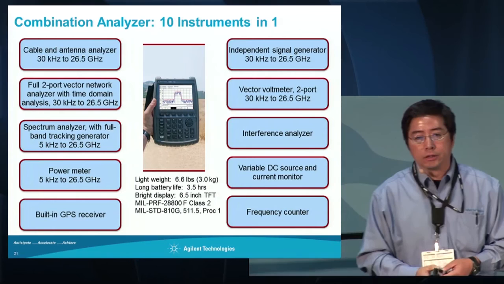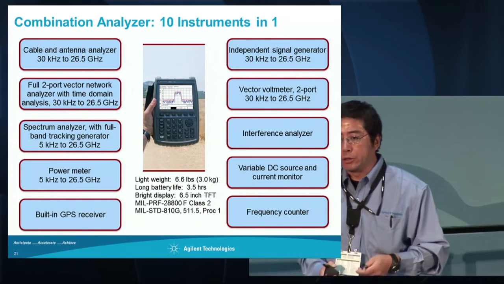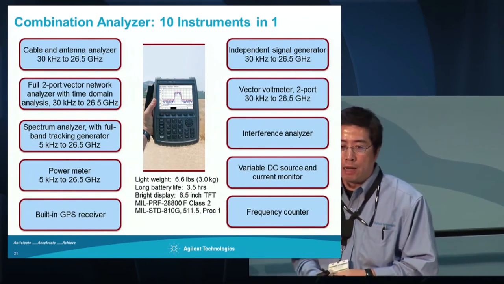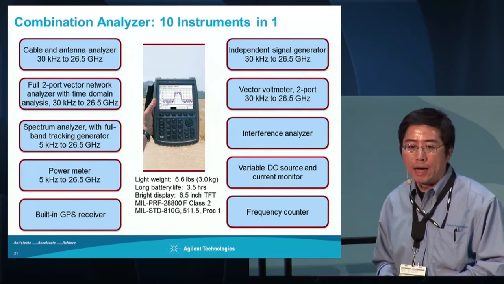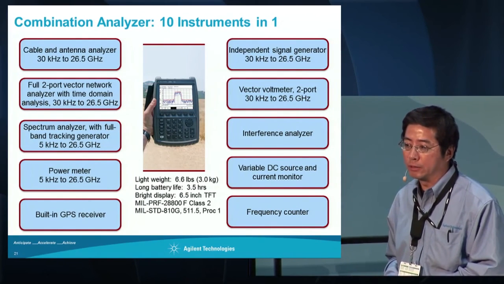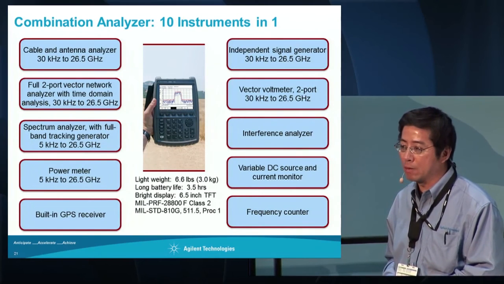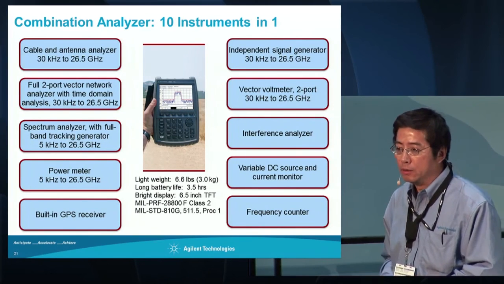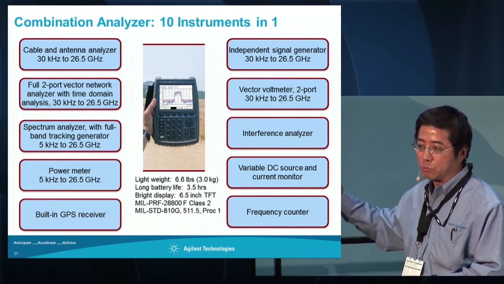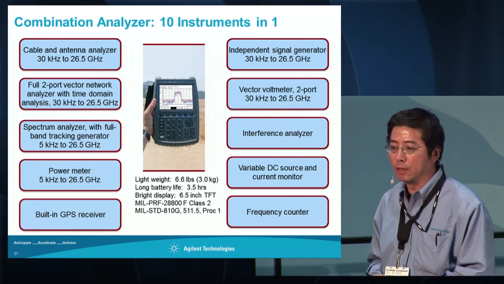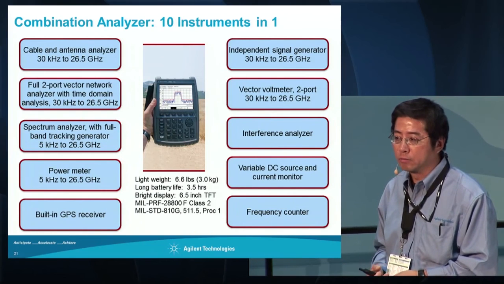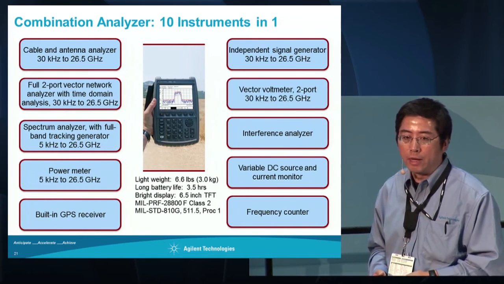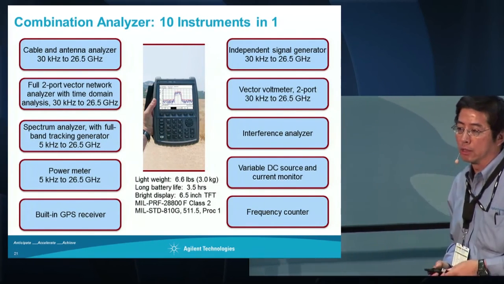Last but not least, we are on the show floor. This is actually the first time we present our instrument. This is the 26.5 gig FieldFox cable antenna analyzer, spectrum analyzer, power meter. It's all in one. And the show over here, the measurement result is consistent and similar to our PNA and PNA-X. And go ahead if you have time to take a look at the box.